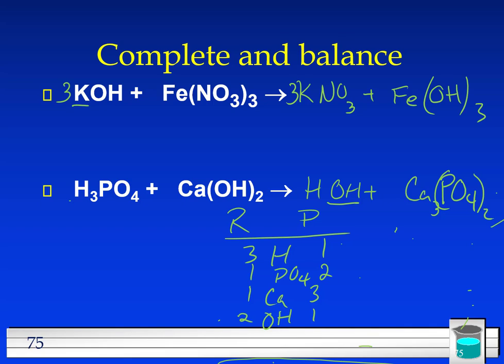Well, I don't want to fix hydrogen or oxygen because they're everywhere. So I'm going to fix phosphate, PO4, by putting in 2 in the very front, because that'll give me 2 phosphates and 6 hydrogens. I know the hydrogen is going to change all the time, so I don't fight it. Okay. The Ca, I need it to be a 3 on the reactant side, so I put a 3 in front of Ca(OH)2. It gives me my 3 Ca's, and it gives me 3 times 2 is 6 OHs.